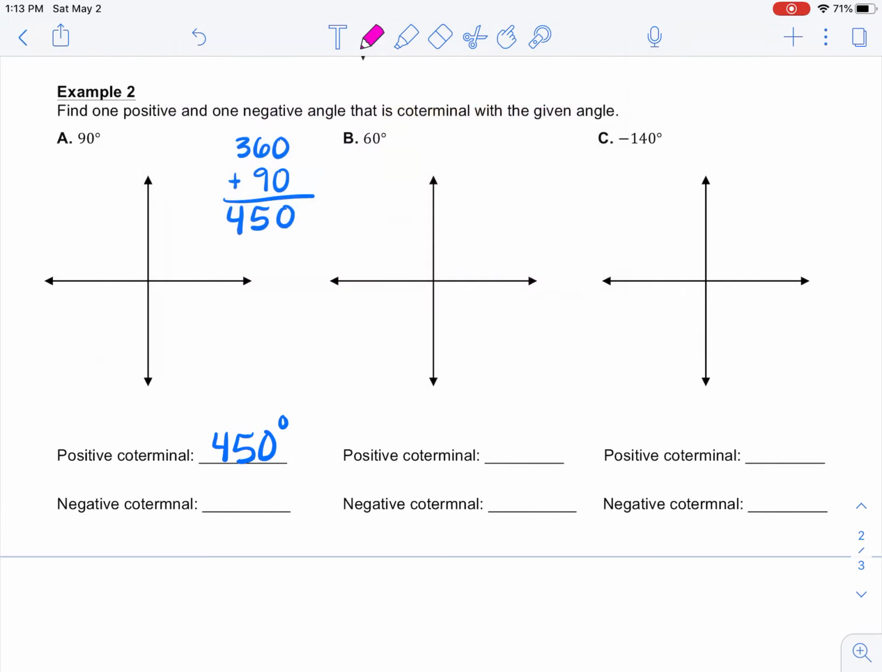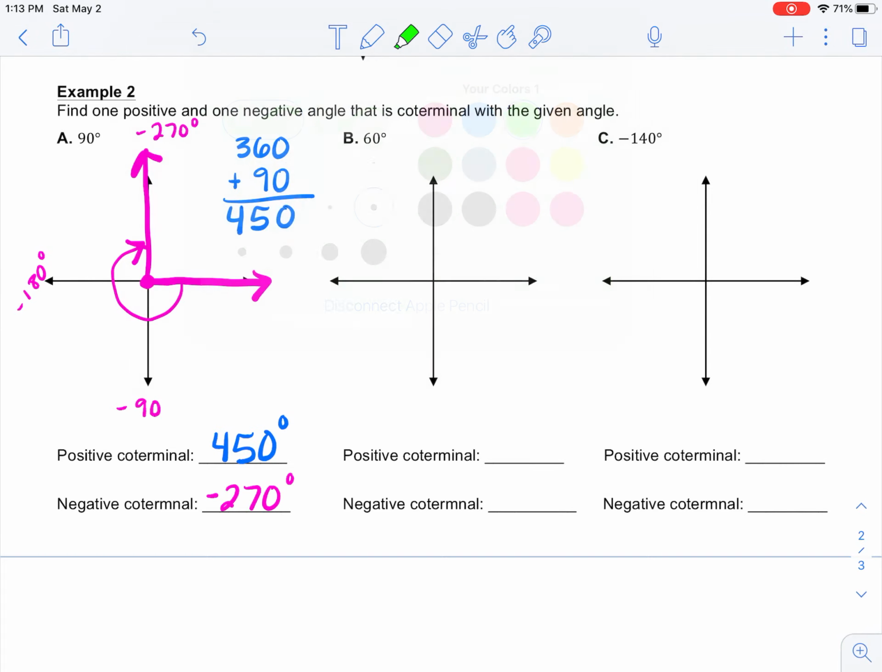Okay, so now I want to draw a negative angle that starts here and ends here. It's got to have the same initial and terminal side. So it has to be negative, so it needs to go clockwise. So I just need an angle that looks like this. Well, this would be negative 90. This is negative 180. If we subtract 90 again, we get negative 270. And so a negative coterminal angle would be negative 270 degrees. And so the key is that all three of these angles, 90 degrees, 450, and negative 270, all start and end at the same spot.